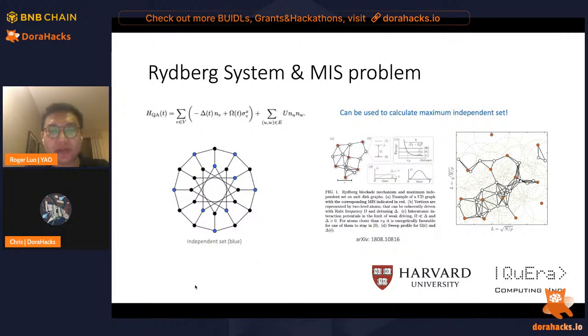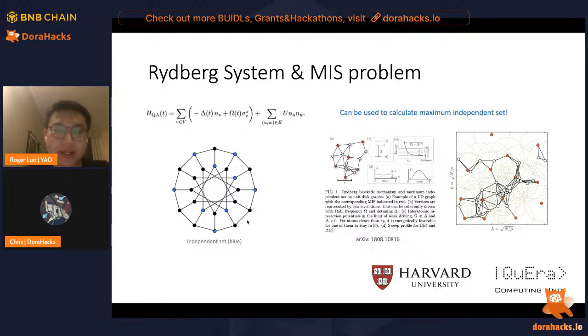So besides these quantum circuit simulations, we also had a collaboration with Harvard and QuEra Computing in the past 2 years on the Rydberg system and the maximum independent set problem. So what is the maximum independent set problem? This is a very important combinatorial optimization problem that appears in many different fields. An independent set is, by definition, a subset of vertices of a graph where all the vertices are not connected. So for example, on the left hand side the blue nodes are one independent set.